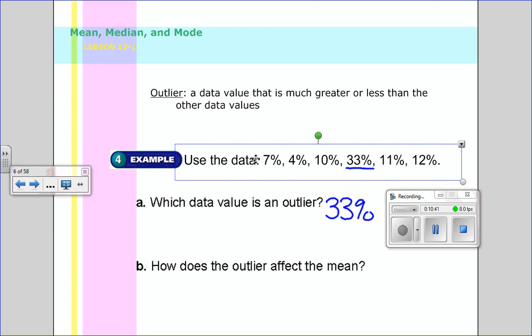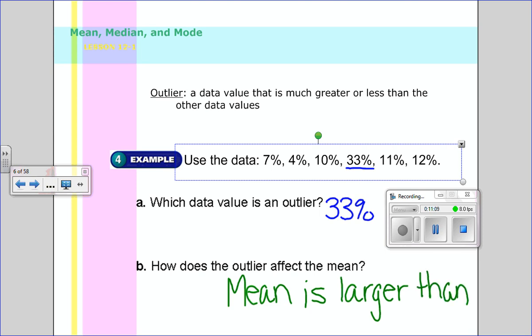And then it asks, how does this outlier affect the mean? So if I were to find the average of it, or add them all together and divide by 6, because I have such a big number in comparison, it's going to make the average larger than what it should be. So the mean is larger or bigger than it should be, or than the rest of the data described.